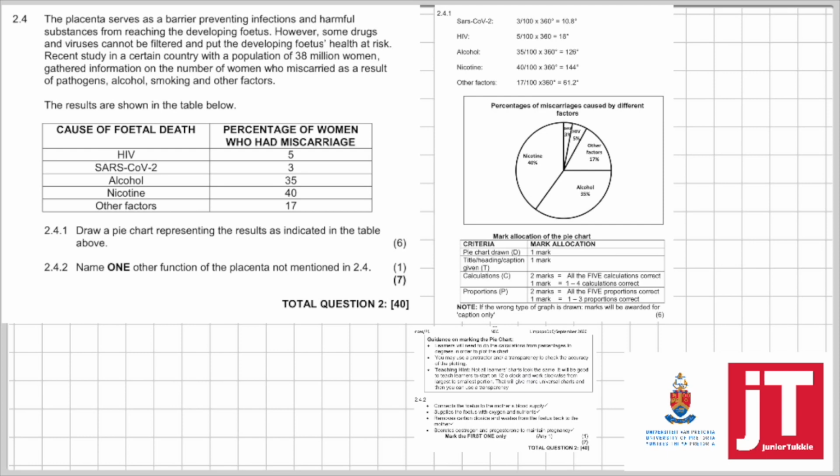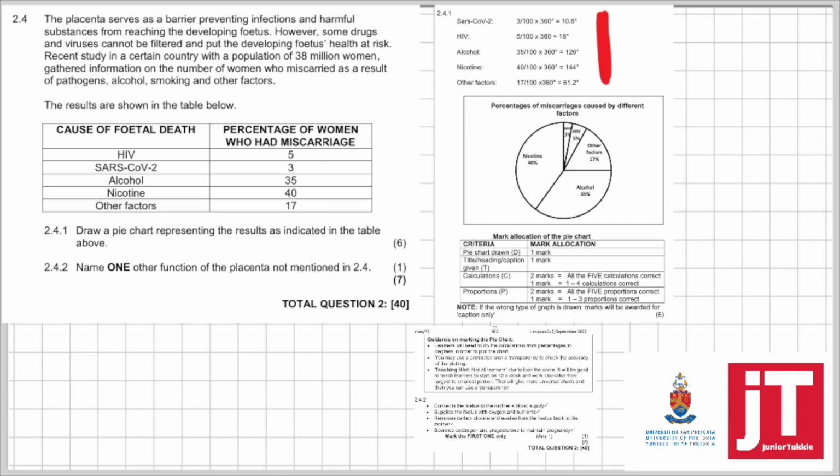241. They want you to draw a pie chart representing the results as indicated in the table. Now here you can have your calculations. You can see it's percentage. So for SARS it will be 3 over 100 times 360. For HIV it will be 5 over 100 times 360. Alcohol 35 over 100 times 360. Nicotine 40 over 100 times 360. And other factors 17 over 100 times 360. And you get your answers in degrees.